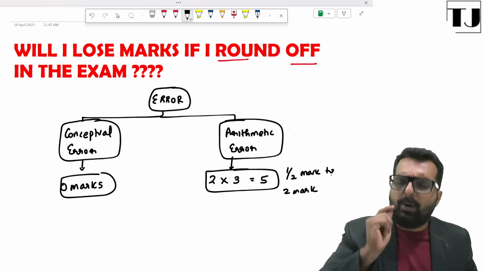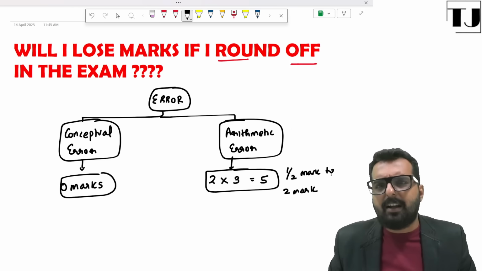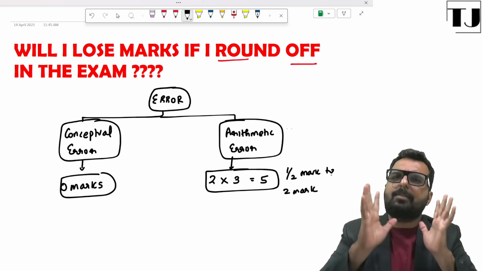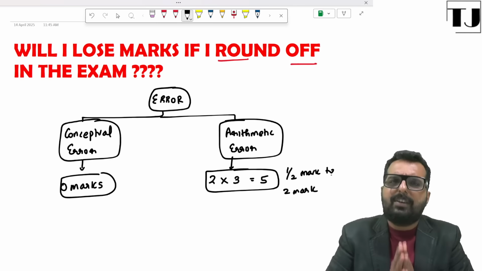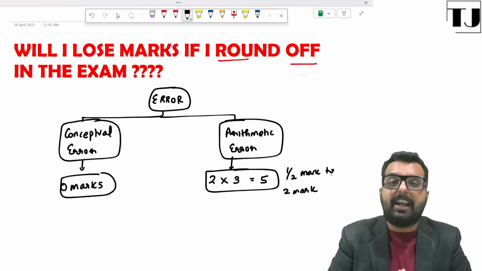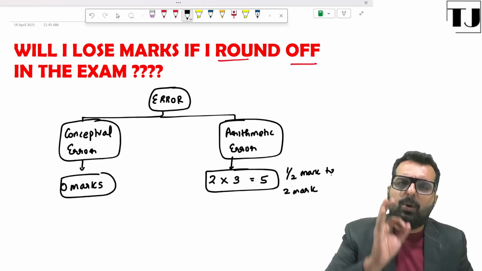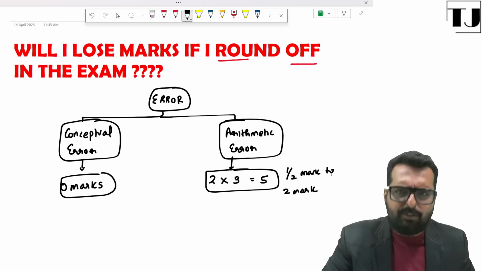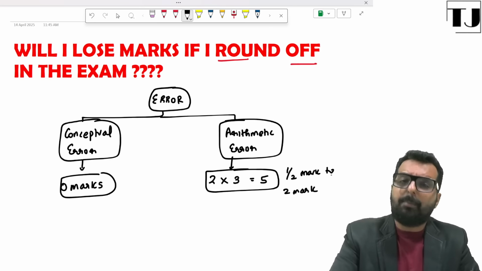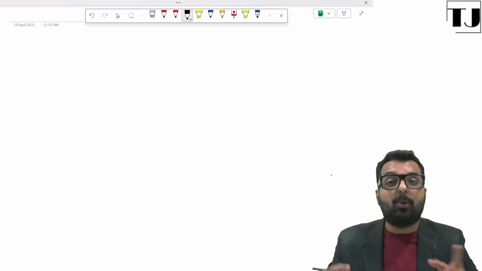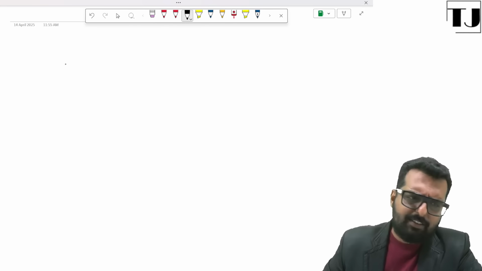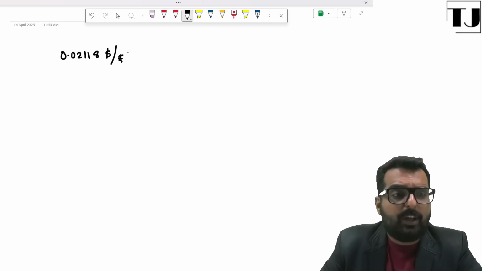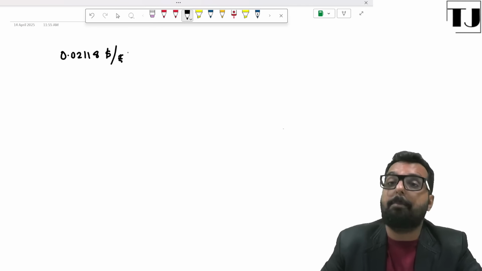Now tell me, rounding off, is it a conceptual error or an arithmetic error? Rounding off is not a conceptual error. Rounding off is not an arithmetic error also. Rounding off does not result in any kind of mistake, due to which you will not lose any marks, my dear friends. But there are chapters like forex, derivatives, etc. In these chapters, you have some complex detailed numbers, due to which when you round off, the answers might deviate a lot. For example, there is a number like 0.02118 dollar per rupee. Now here, if you try rounding it off, you may end up getting a completely different answer.